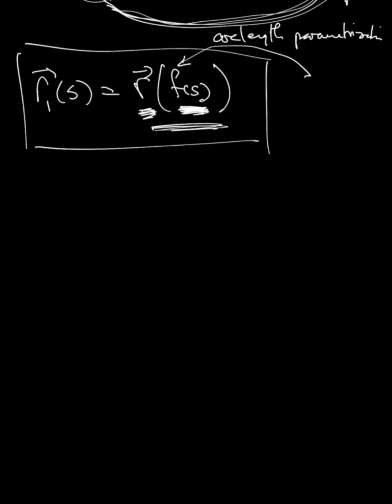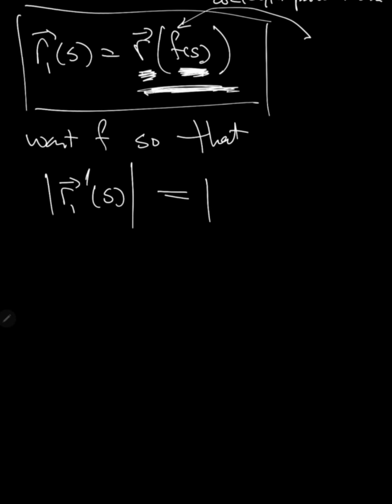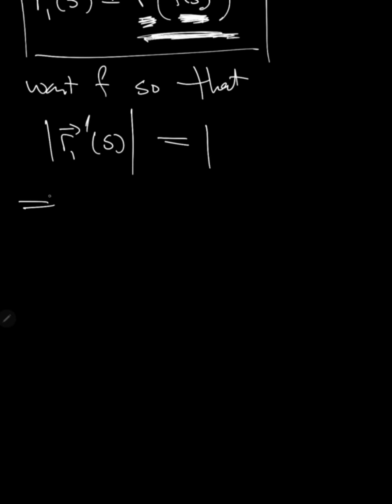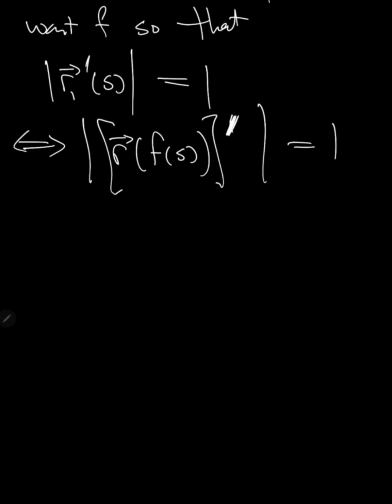And what is the property that we want? The property is that its speed should be 1. We want f so that R1 prime of S is equal to 1. In other words, what's R1 of S? It's literally this composition formula. So R of f of S, whole thing prime, should be 1. The length of that should be 1.